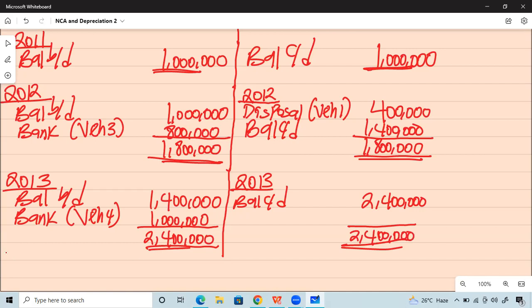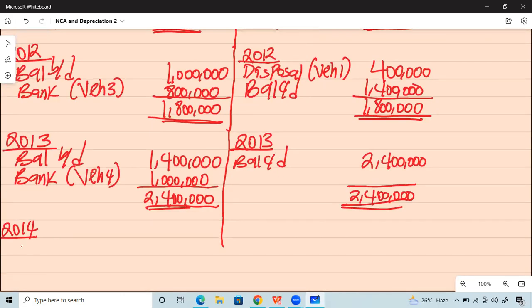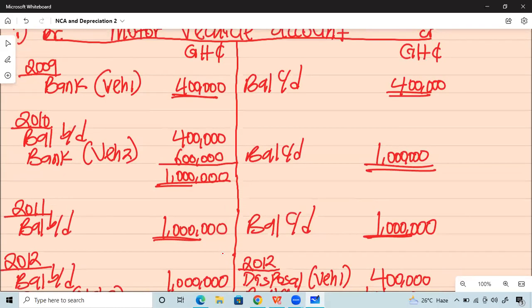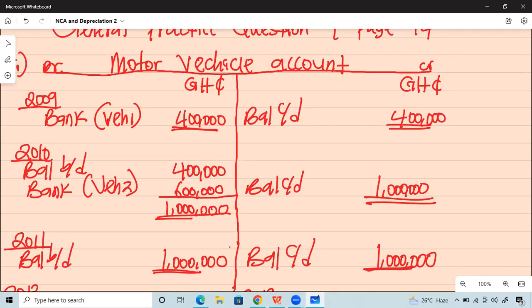So when you get to 2014, there's no transaction. So you just bring it down. You just say balance brought down of 2.4. And that's it. So that is that about this particular ledger. Have a look at it, please.